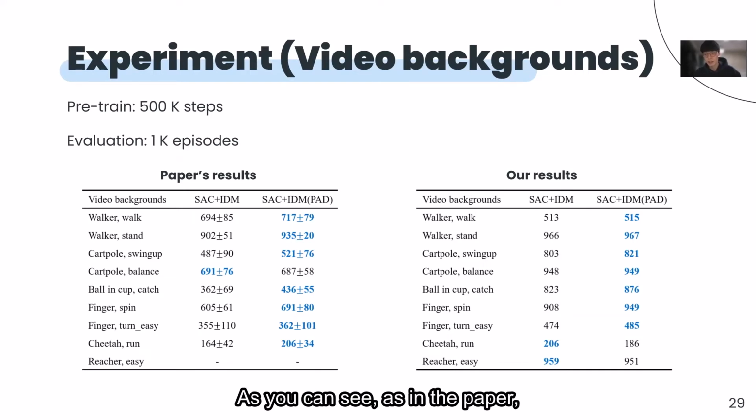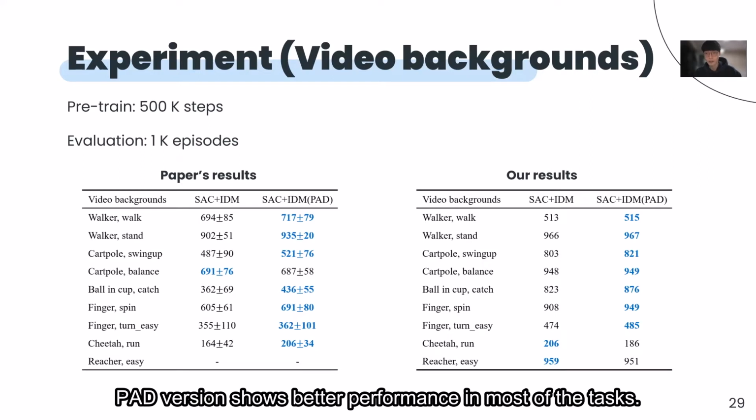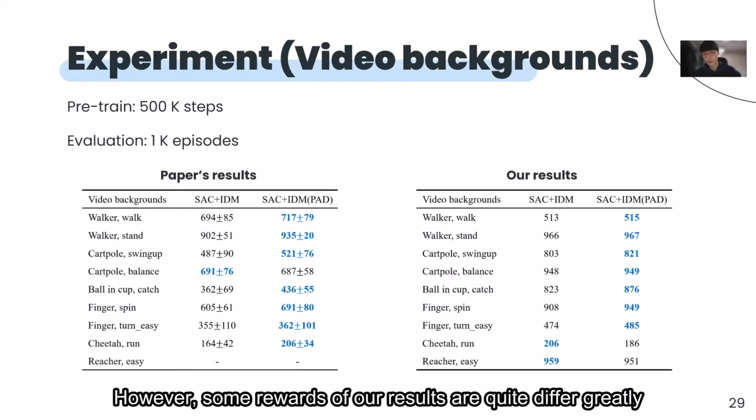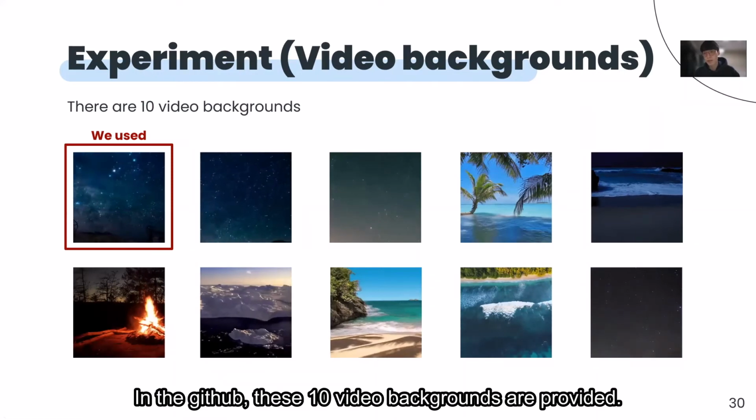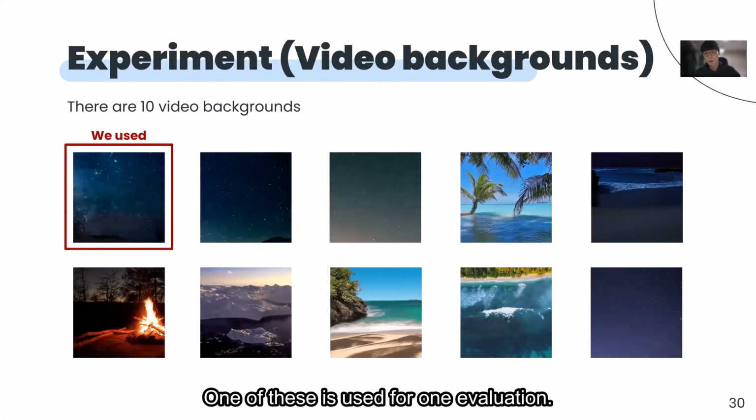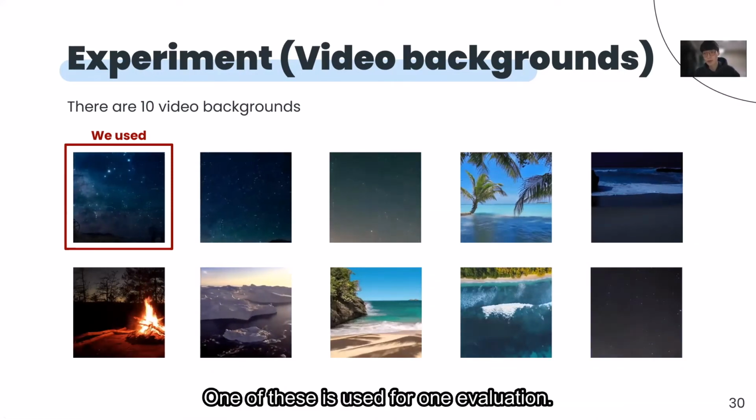As you can see, as in the paper, the PAD version shows better performance in most of the tasks. However, some rewards of our results differ greatly from the results of the paper. In addition, some of the PAD versions didn't significantly improve the performance. On GitHub, these 10 video backgrounds are provided. One of these is used for one evaluation.